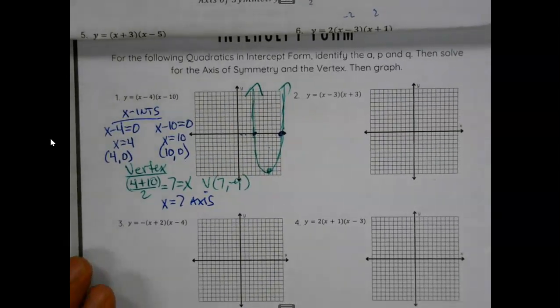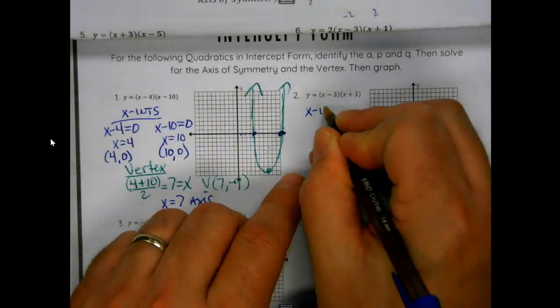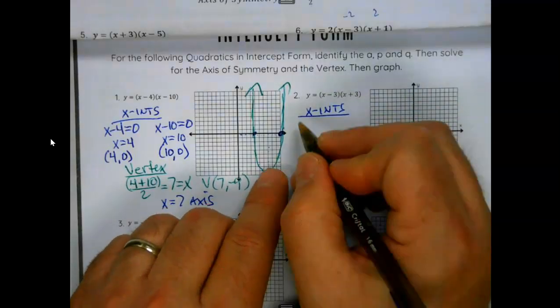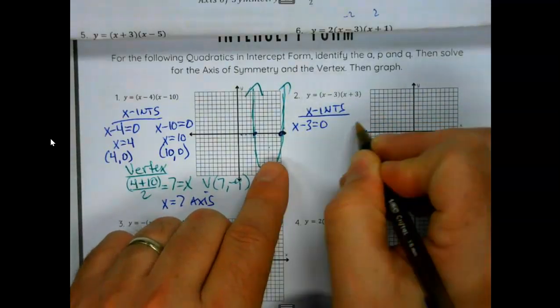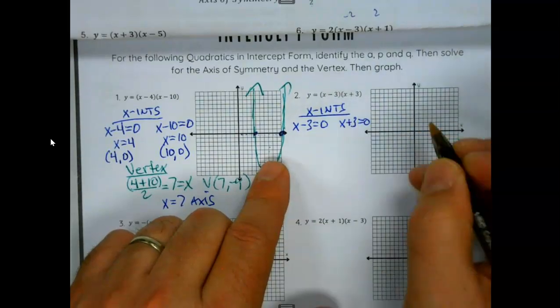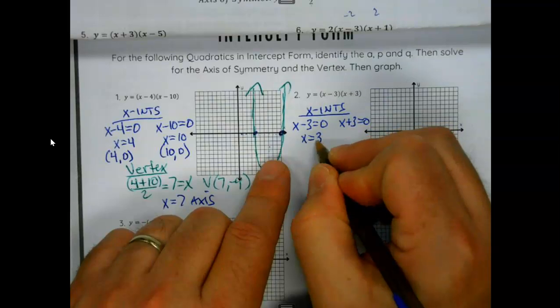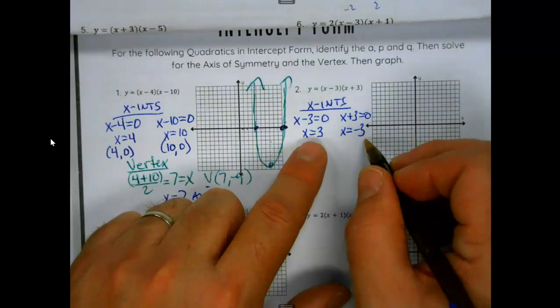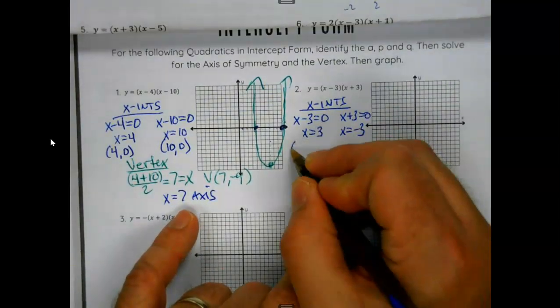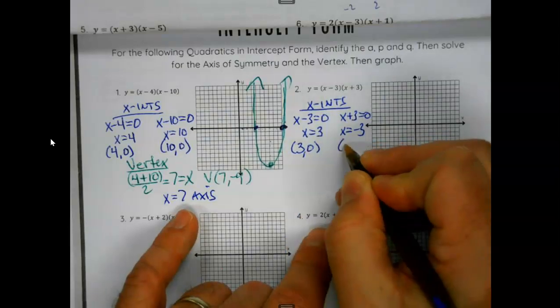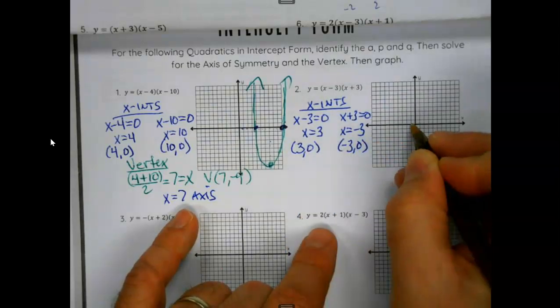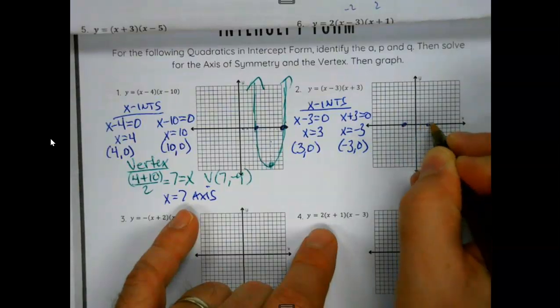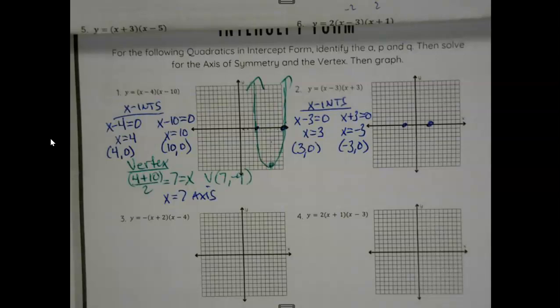So let's say we do number 2, might as well. Same thing again. We're going to take each set of parentheses. We're going to set them equal to 0. Solve the little mini equations. Again, those aren't lines like your axis of symmetry is. They're points. So they land. Those first 2 points you graph are always going to be on the x-axis because they're x-intercepts.